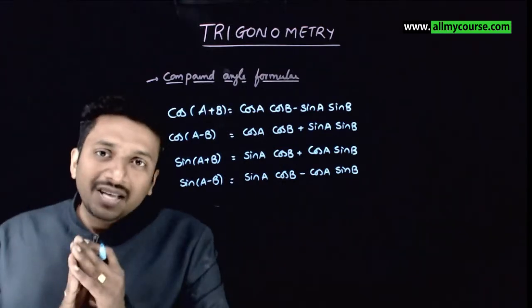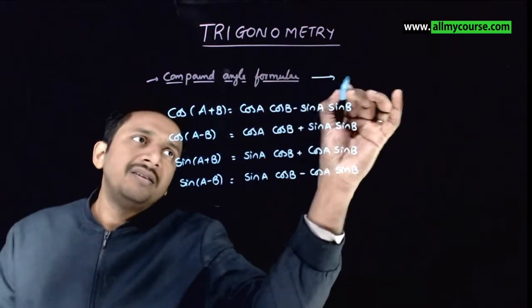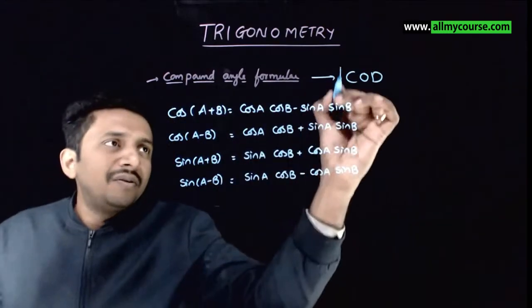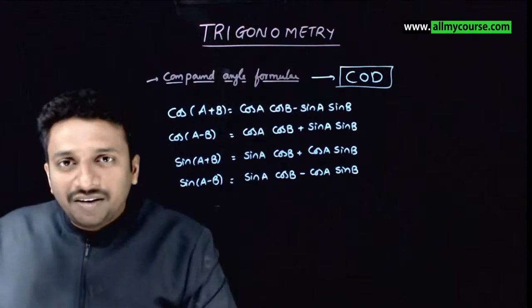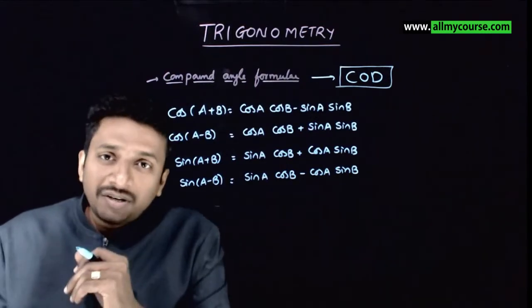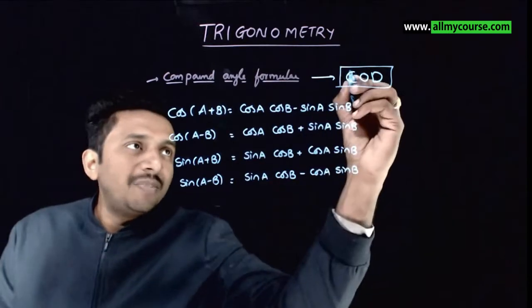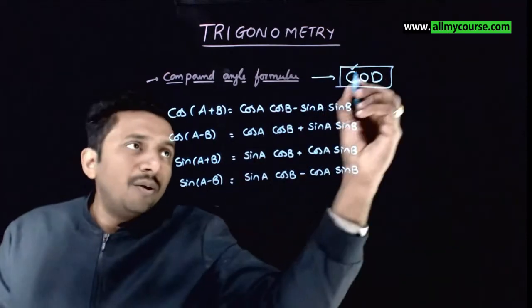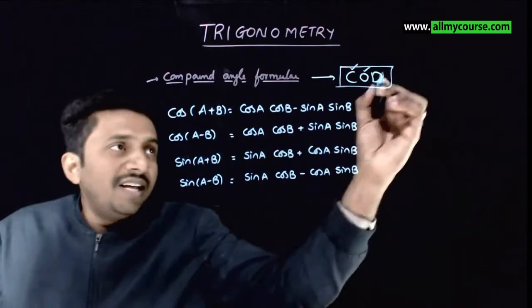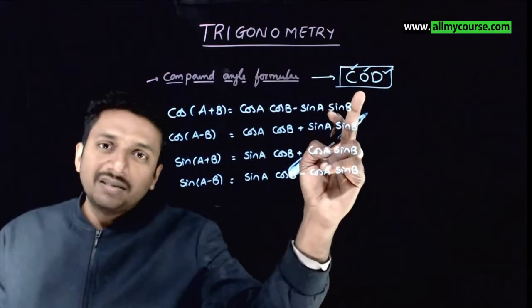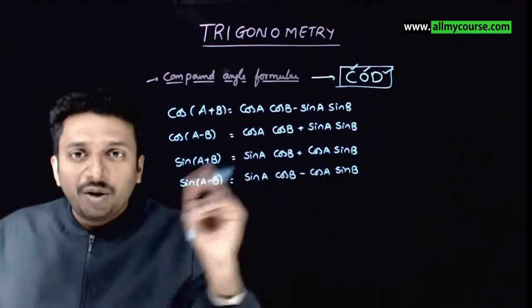So these formulas can be remembered by a code word COD, which is cash on delivery. You have heard this cash on delivery. So what does this cash on delivery represent with respect to these formulas? C represents cos, O represents opposite sign, D represents double. So in the cos formula, you get opposite signs and you have double angles, double trigonometric ratios.